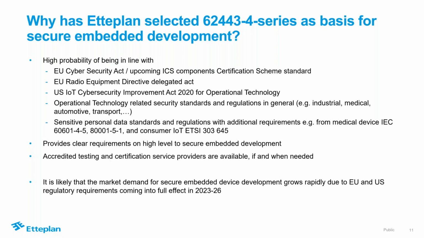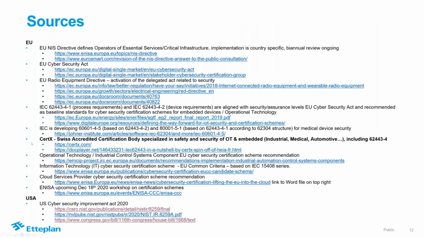I will also show you here the sources that I have used for my presentation, and I would like to bring up one very interesting party to follow in case you want to see. So it's Certex. There's a handful of accredited certification bodies for 62443, and Certex is a Swiss accredited body that's specialized in safety and security of operational technology and especially embedded. So they're working in industrial, medical, and automotive, and they're also part of the ARM ecosystem for security certifications, and they are accredited in 62443. So that's a very good company to follow and cooperate with. Good, that's for my part. I would now like to give the word over to Jarmo.